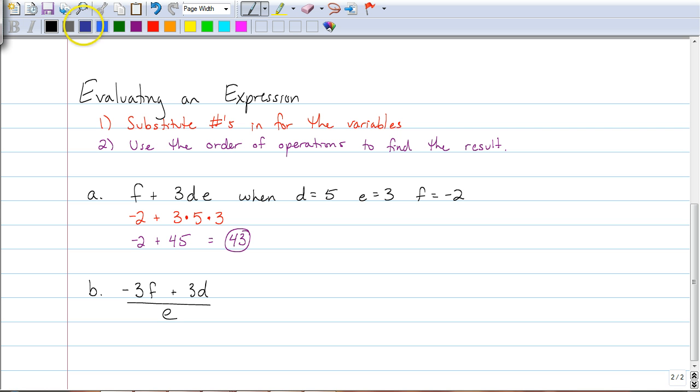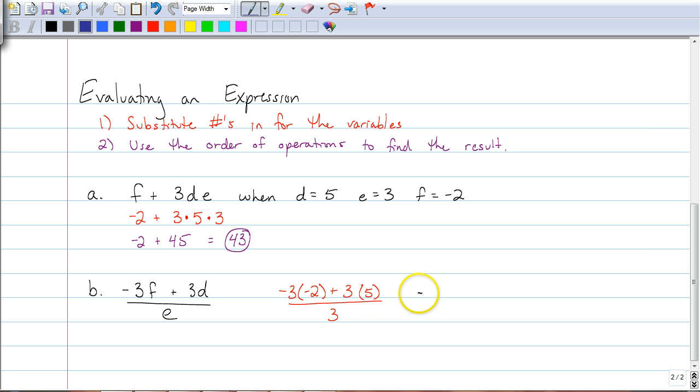Okay, and if you didn't catch this, we are using the same values for D, E, and F, so we're going to plug in these values first. We're going to substitute these values in, so it's going to be negative 3 times F, which is negative 2, plus 3 times D, which is 5, all divided by E, which is 3.